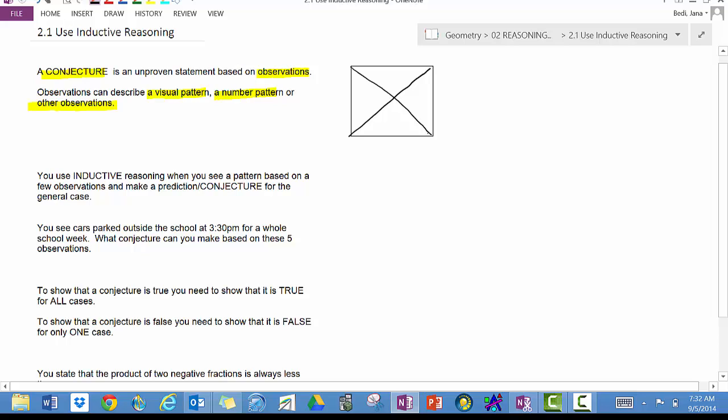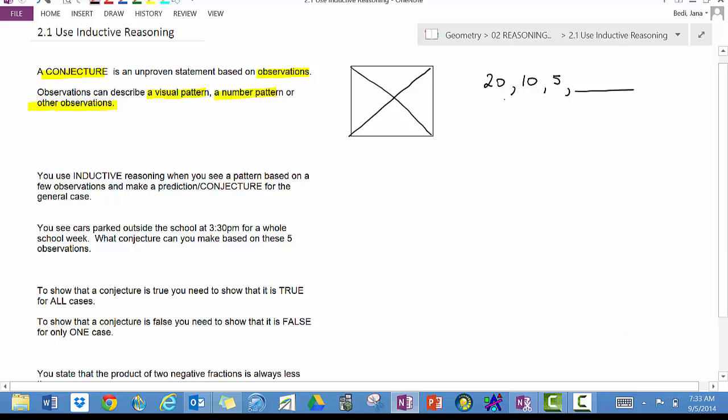Now let's compare it to a number pattern. A number pattern could be something like this. We start with the number, well, let's start with 20. And then 10, and then 5. So what's the next number going to be?